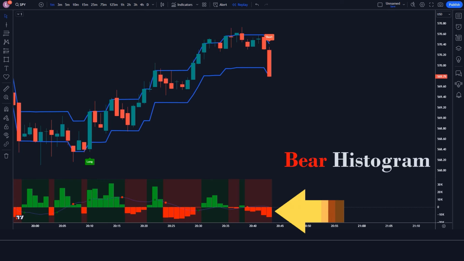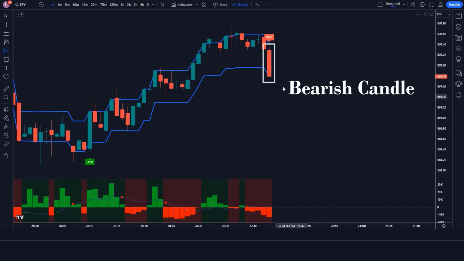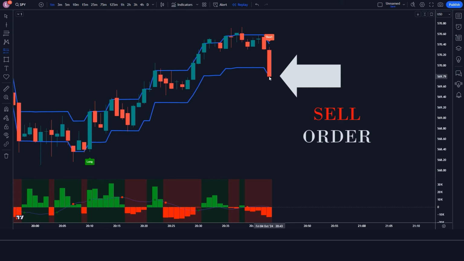Here the Klinger Volume Oscillator shows a bear histogram. Here the market has made a bearish candle to give confirmation. So all our conditions are being fulfilled, so we are placing an order to sell.